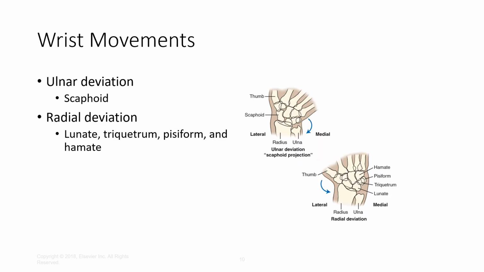The wrist movements, there is ulnar deviation, which is done for the scaphoid bone, which is the most commonly fractured bone, and it is boat shaped, B-O-A-T. And then there is radial deviation, which can demonstrate the lunate, the triquetrum, the pisiform, and the hamate. So this is radial deviation going towards the radius, and this is ulnar deviation going towards the ulna.